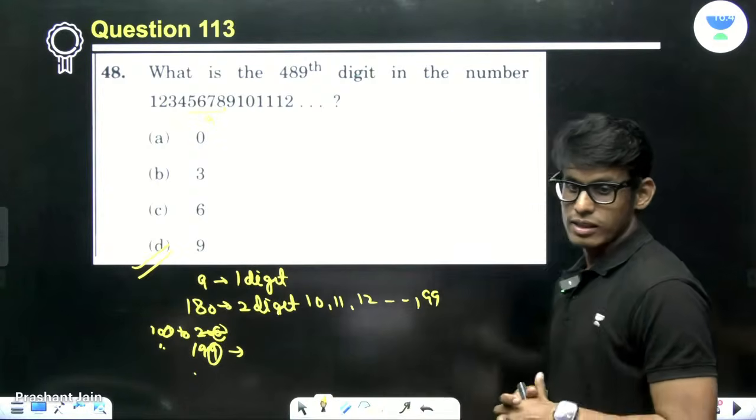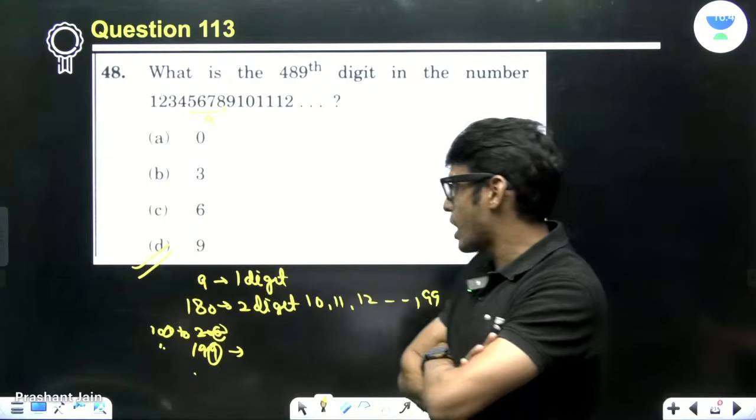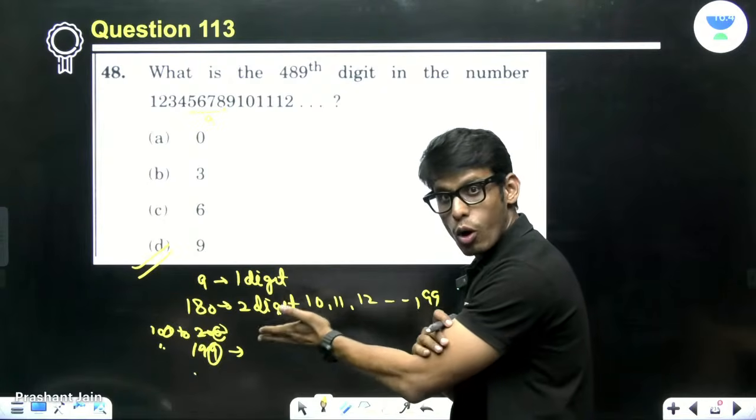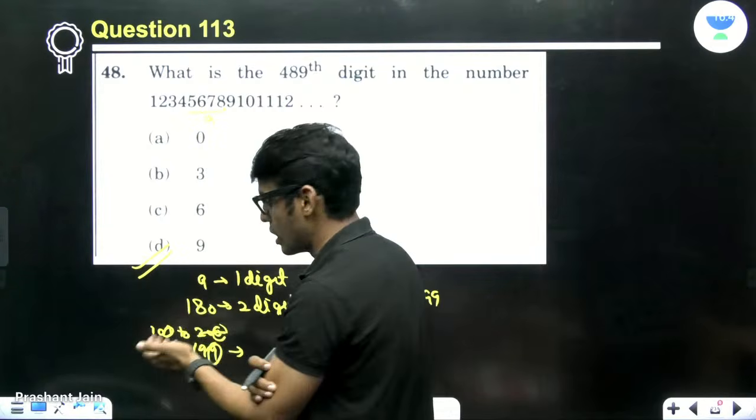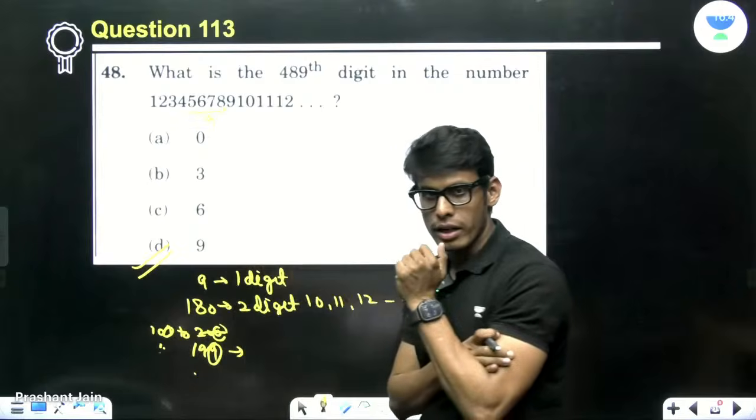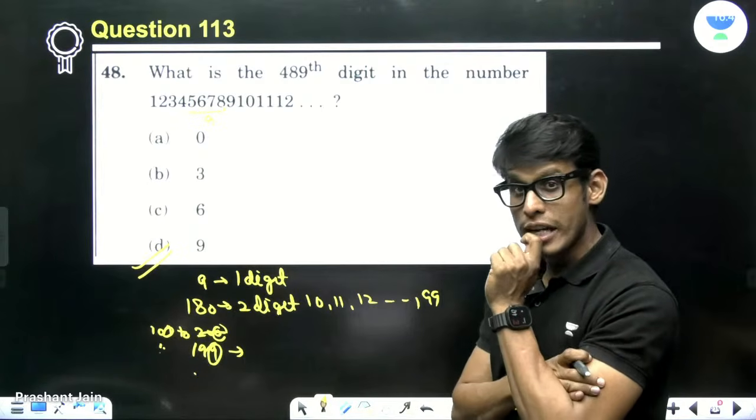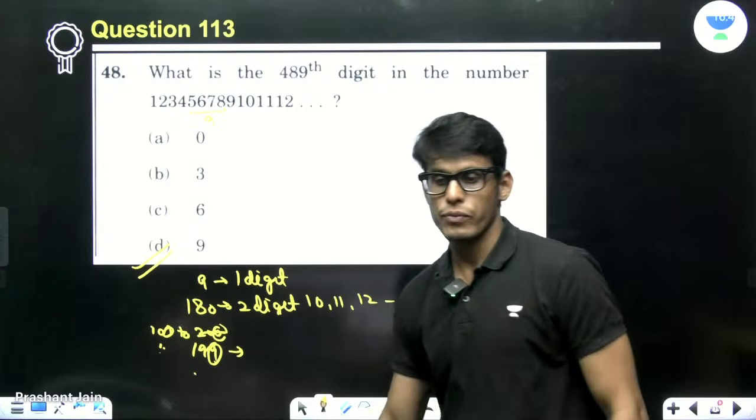Right? So 9 is the correct answer because we had to start... See, we were doing it correctly all along. We were counting 2-digit numbers till 99, so we had to start from 100, not from 101. So from 100 till 199, there are 100 numbers, 300 digits. So the 300th digit will be this one only.